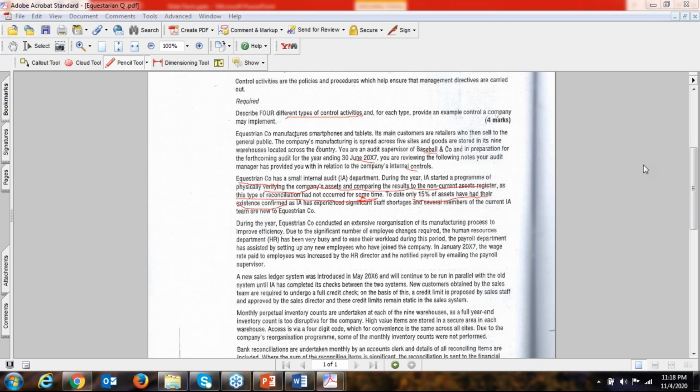So now we are going for the recommendation. So now the ball is in your court. What should be the recommendation for this deficiency? What should be the recommendation to cover this deficiency?